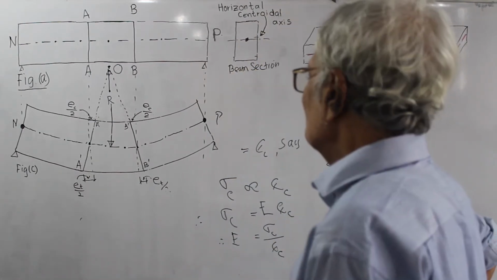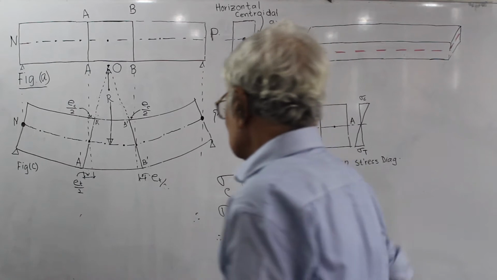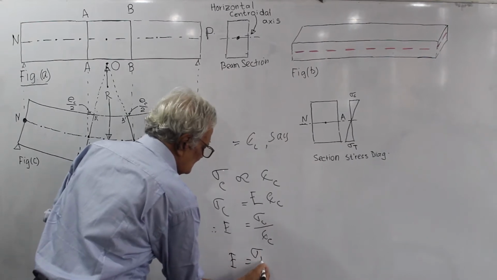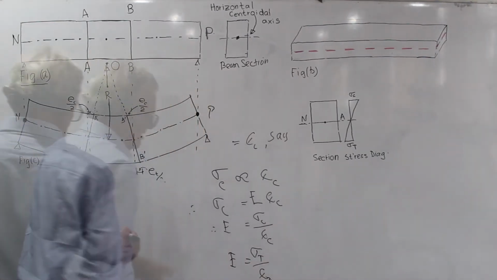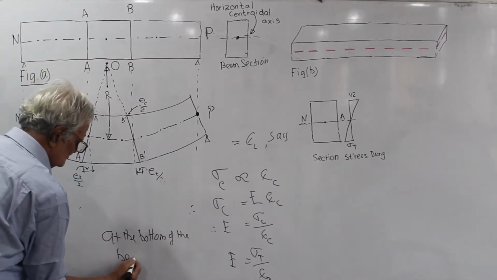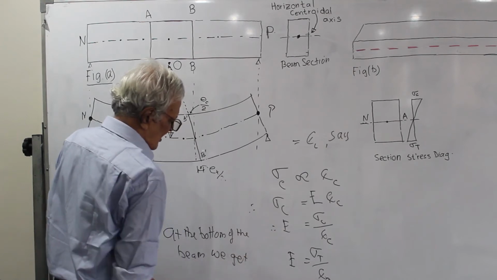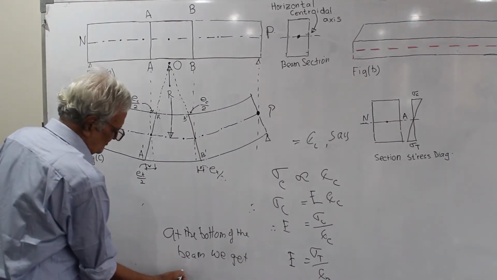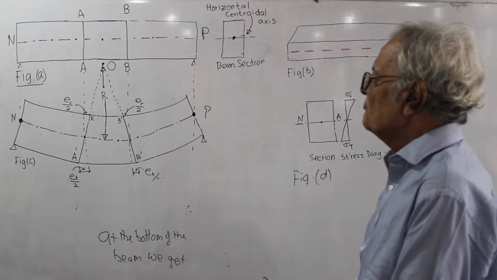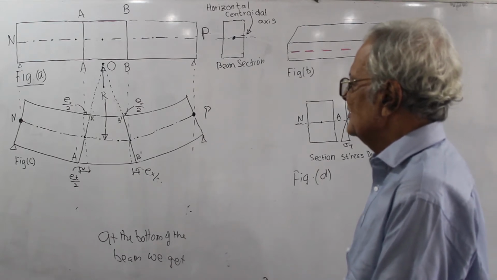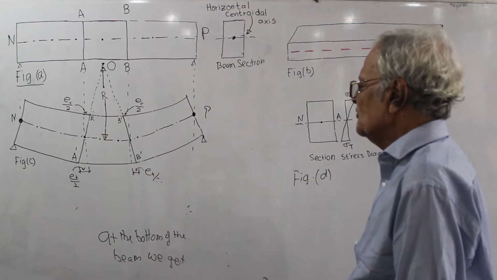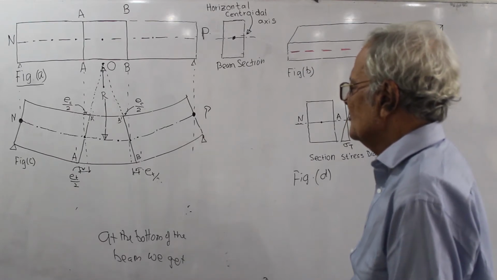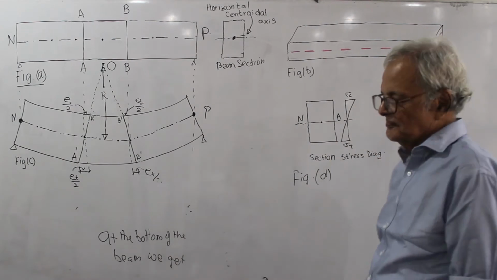At the bottom surface of the beam, as explained earlier, we get E equals sigma T over epsilon T. As we start at the top of the beam and go gradually vertically downwards, the compressive stress sigma C will linearly decrease and reach 0 at the neutral axis.